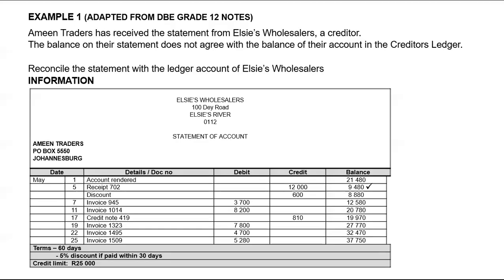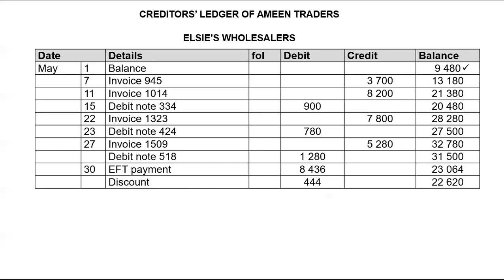Okay, this is the statement we received from LC wholesalers. They've got that 600. But you will notice that in the creditor's ledger, when you look at the debit side, we don't have it. That's why we circle it. Okay? Let us look at the statement.